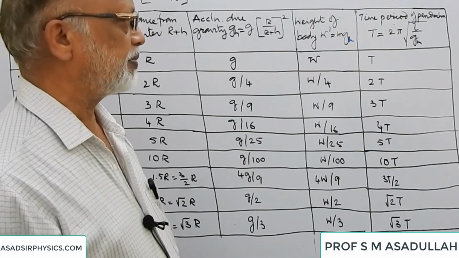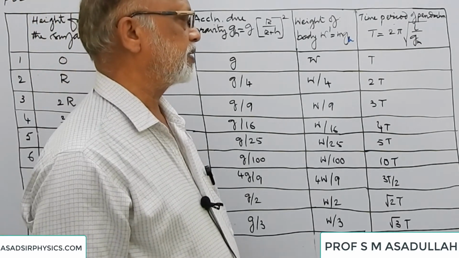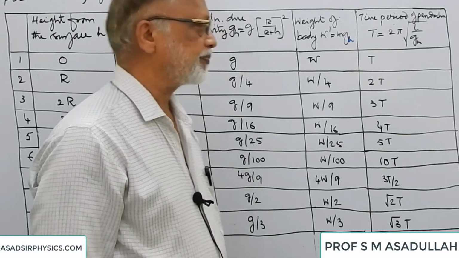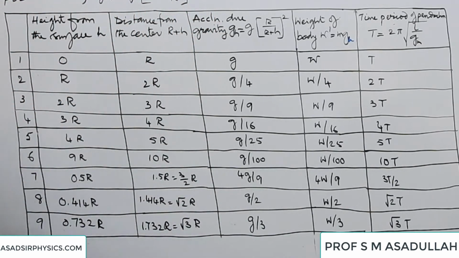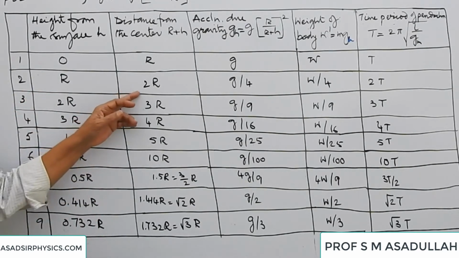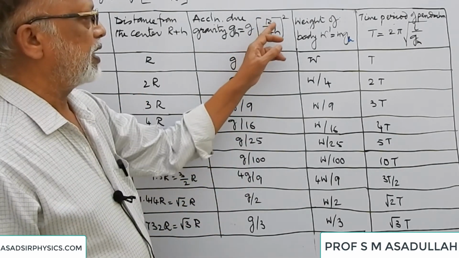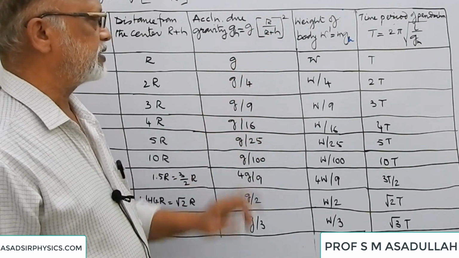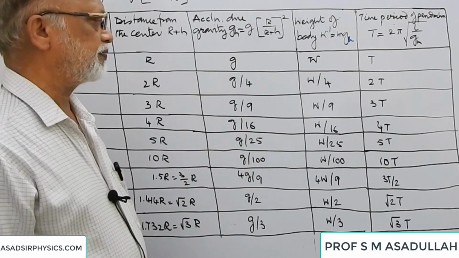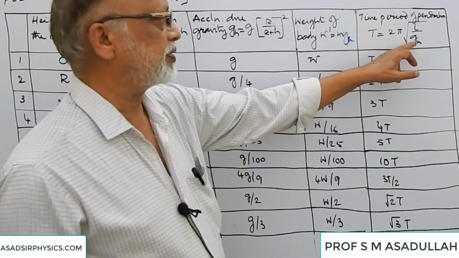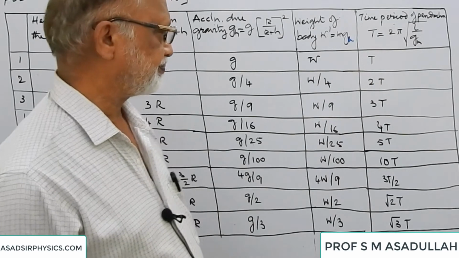Since acceleration due to gravity is not changing, the weight of the body is also not changing. Suppose we have got a simple pendulum on the surface of the earth. Suppose its time period is T, which is 2 pi under root L by g. Now let us consider a point which is at a height R above the surface of the earth. Then the distance from the center is 2R. The acceleration due to gravity is g bracket R by 2R whole square, that is g by 4. Since g has become 1/4, the weight also becomes 1/4. Since g has become 1/4, the time period will become double.